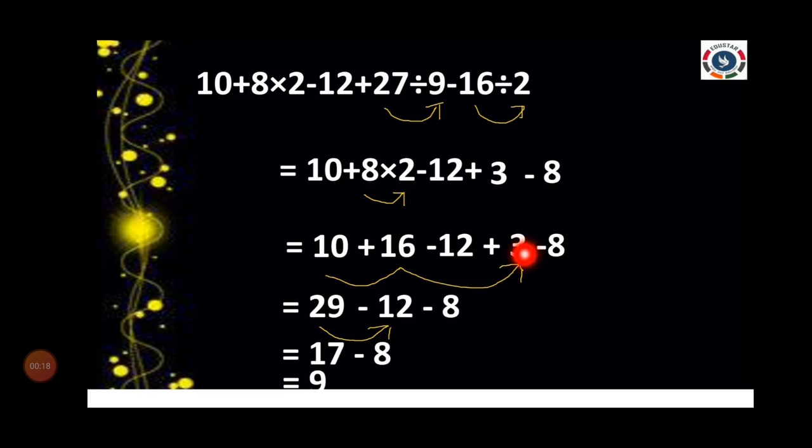Then we want to add the values. Wherever we have the plus value, you add those things. So 10 plus 16 plus 3, totally you are getting 29. Then minus 12, then minus 8. Then we want to subtract these two values. 29 minus 12, how much? 17. Then write minus 8. Then 17 minus 8, 9.